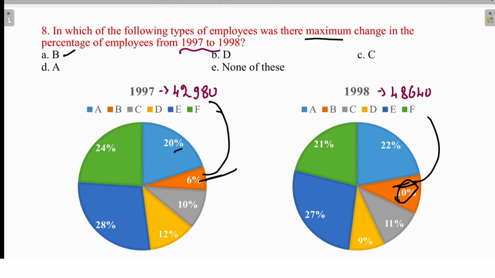Maximum change. For a question like this, definitely 'none of these' is not possible. Remember it. 'None of these' is not at all possible for a question like this, because somewhere you will get a maximum. So don't mark 'none of these'. So B is the answer for this question.